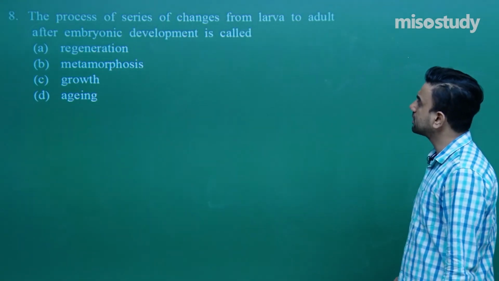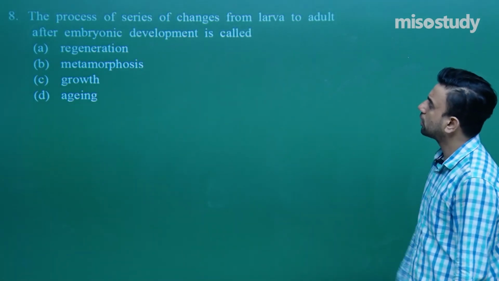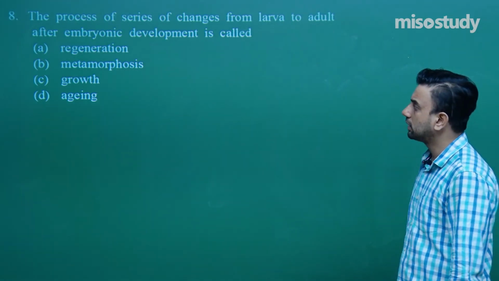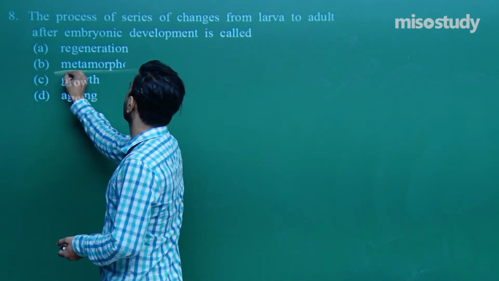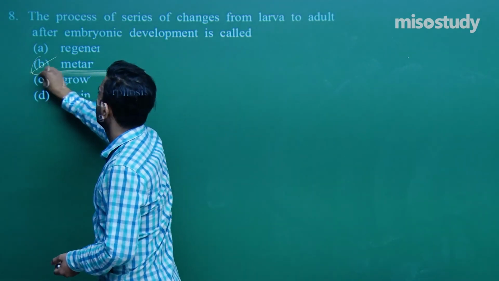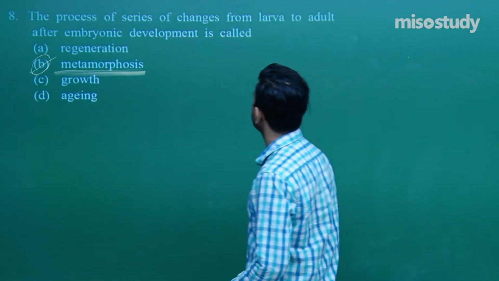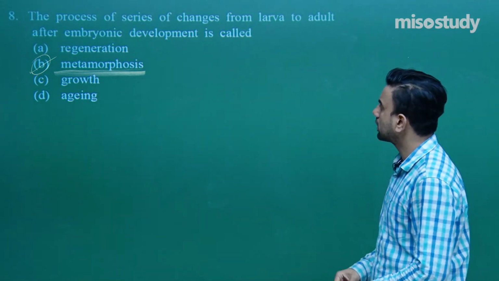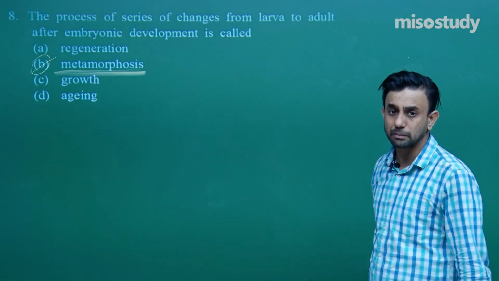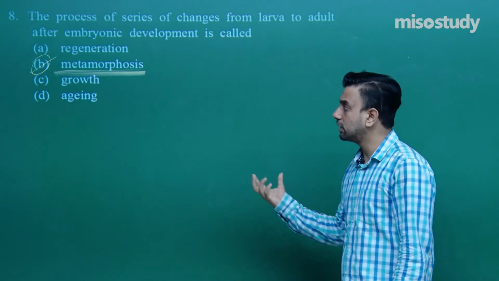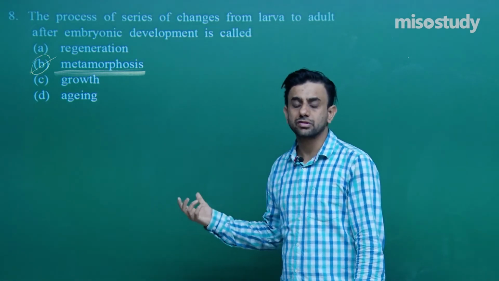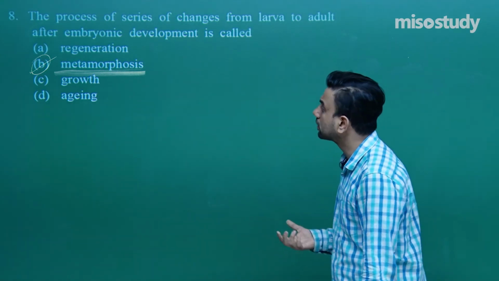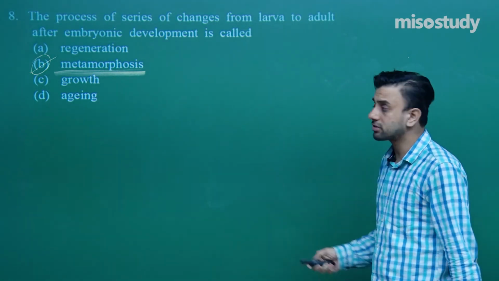The process of series of changes from larva to adult after embryonic development, we all know that is metamorphosis. For example, in the frog, the larval stage is called a tadpole, and when the frog grows up, it is called the adult frog. Then we go on to the next question.